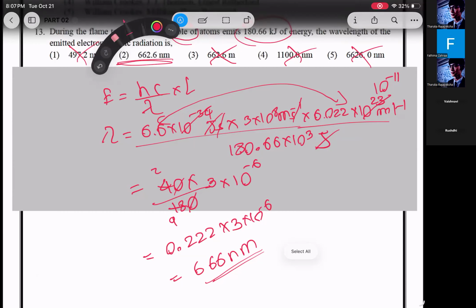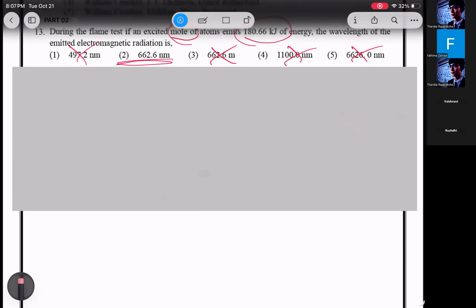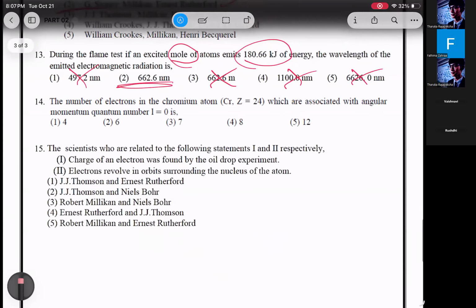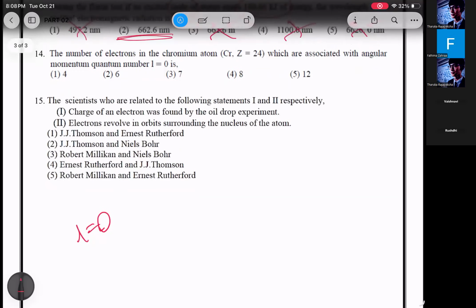Okay. So, 14th one. The number of electrons in chromium atom which are associated with angular momentum quantum number L equals 0. When L equals 0, what are they asking? Number of electrons in chromium which are associated with angular momentum quantum number L equals 0.